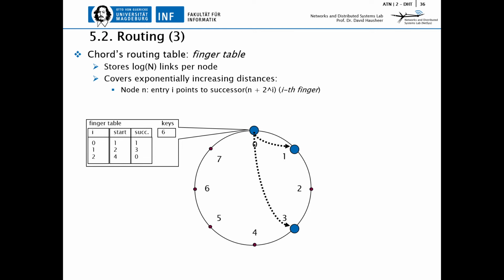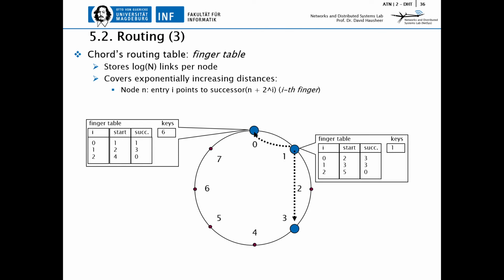And next, with i equal to 2, we can also calculate the successor here. The successor in this case is the successor of 2 to the power of 2, that is 4, and so the successor of ID 4, if we look at the network topology here, is node 0. And we also see here the key-value pair that is currently stored with node 0, which is the key 6. Now we do that for all the nodes in the Chord network.